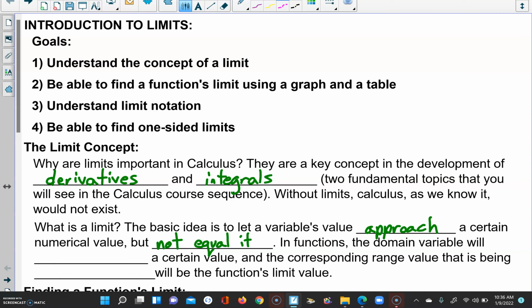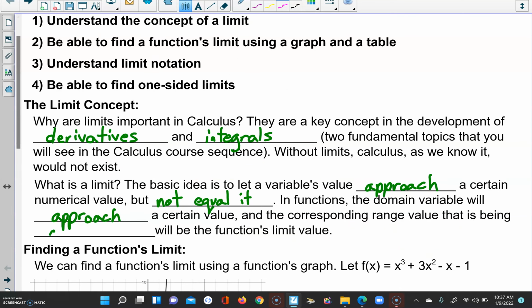So how does that work in functions, which is what we're going to work with a lot when we're finding limits? Well, domain value in your classic f of x, the x value, will approach a certain value. So we're going to let the x, the domain, approach a certain value. And then we're going to look at the corresponding range value, the f of x, the y. And we're going to see that that is going to be approaching something. And whatever that value is that the function is approaching as our domain is getting close to something will be the function's limit value.